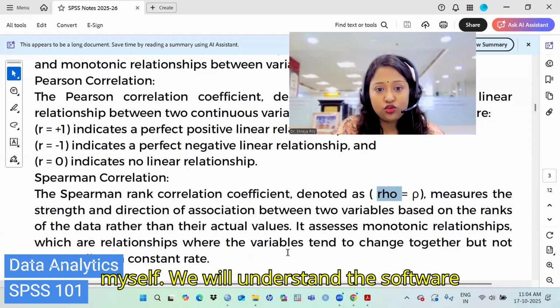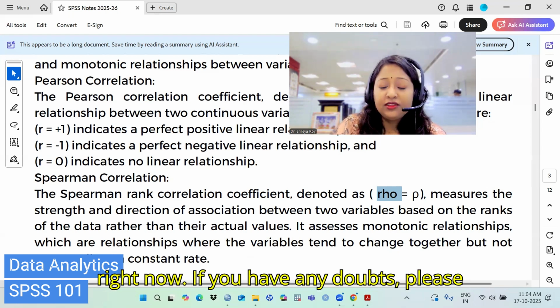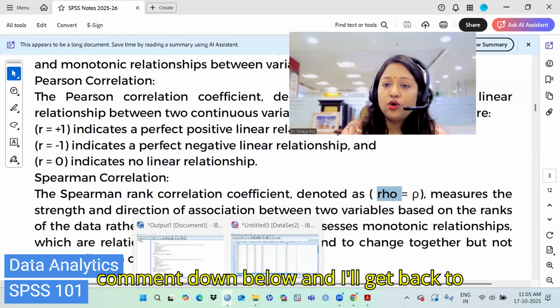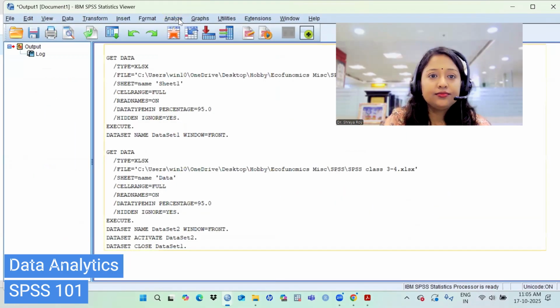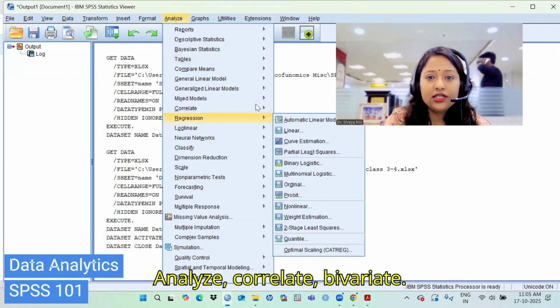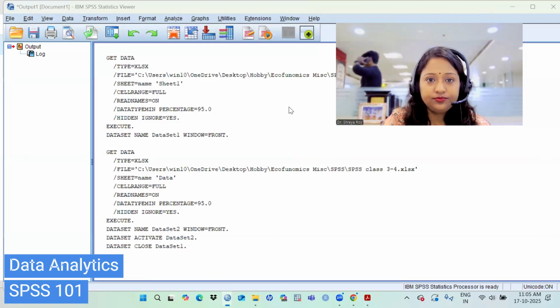We will understand the software right now. If you have any doubts, please comment down below and I'll get back to you first. Analyze, correlate, bivariate.